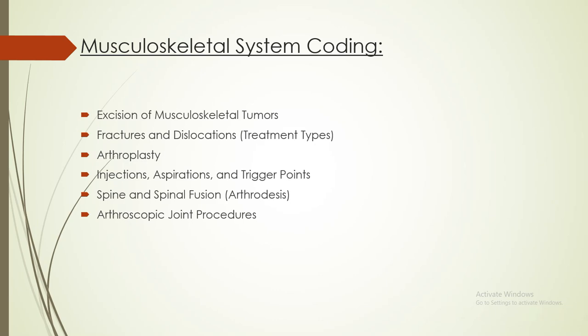Mostly from the arthroscopic joint procedures, you need to understand carpal tunnel release, knee arthroscopy, shoulder arthroscopy and hip arthroscopy. 100% you need to code shoulder arthroscopy as well as knee arthroscopy. Those two joints you need to master if you want to work in ambulatory surgery coding. So all these things you will learn during our live coding. Okay.